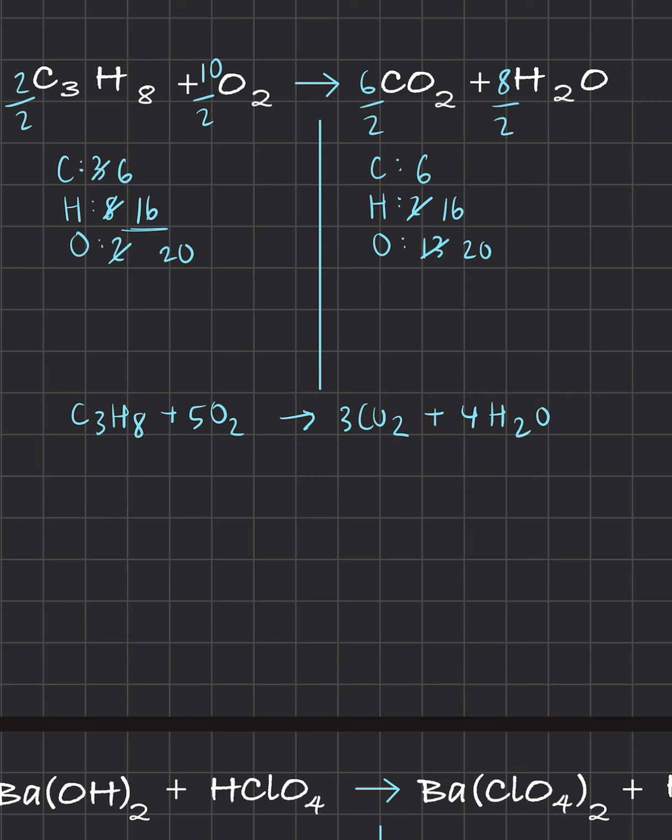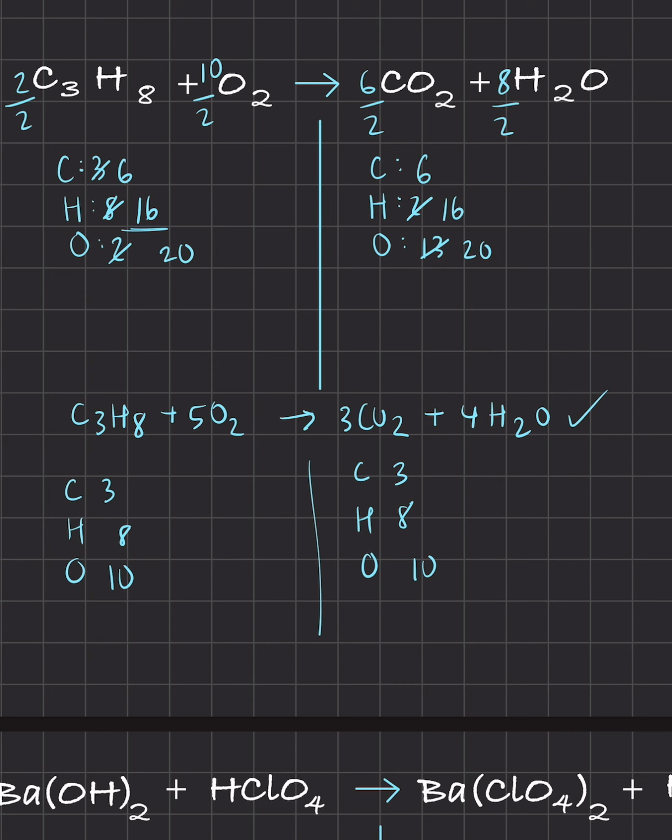And let's again do the same thing to make sure. If you want to check, this is your check. Again, you have 3, you have 8, you have 10: you have 3 carbons, 6 plus 4 is 10, and 4 times 2 is 8. So this checks out.